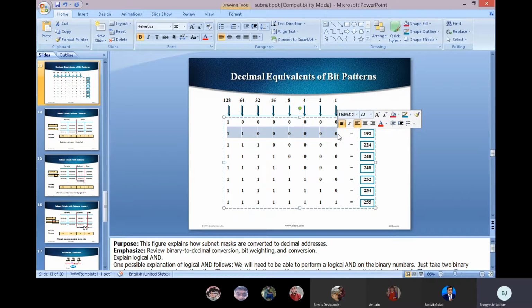Suppose I give you this number and another number, then what can you do? You count how many ones are here. Total 1, 2, 3, 4, 5 ones. That means I will do 2 raised to 5 minus 2. Then what is the answer of 2 raised to 5? That minus 2 is the number of hosts present in our network.